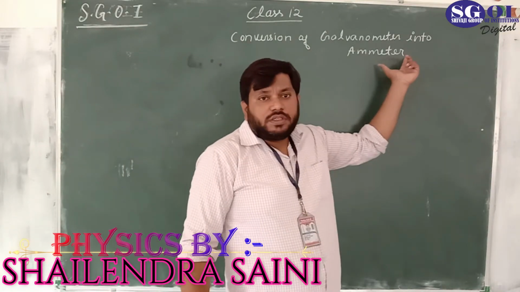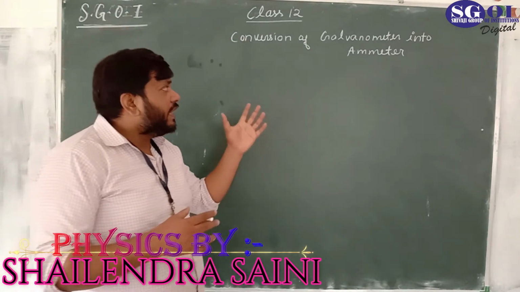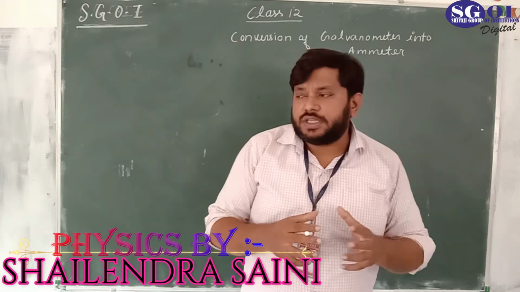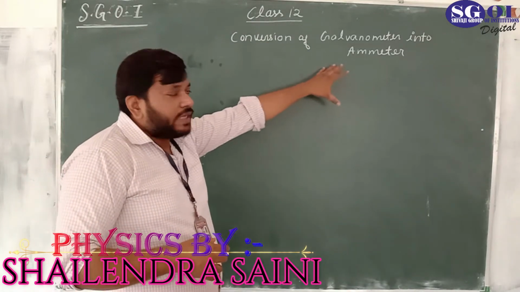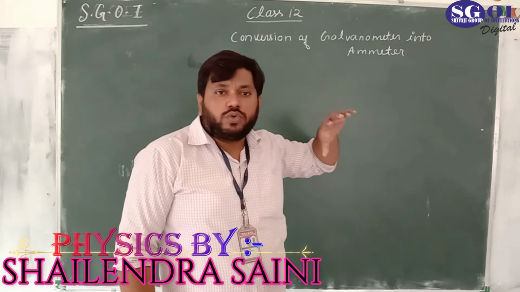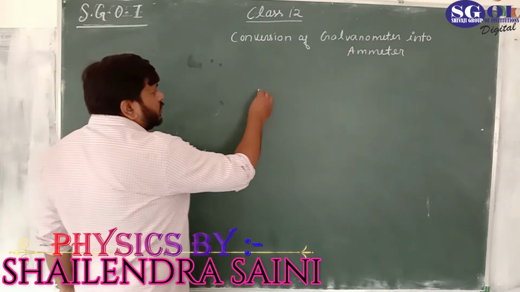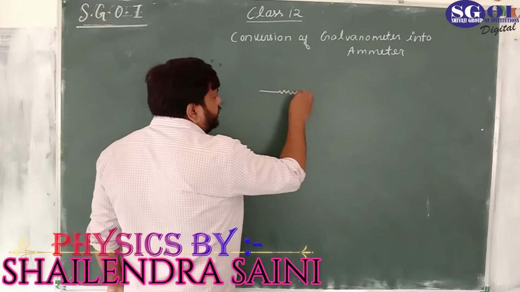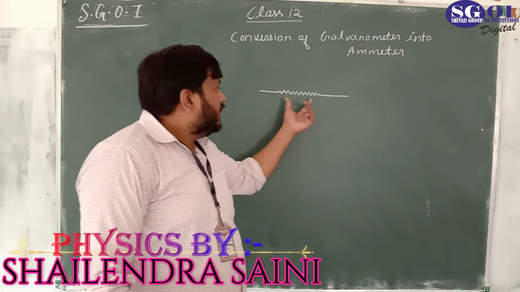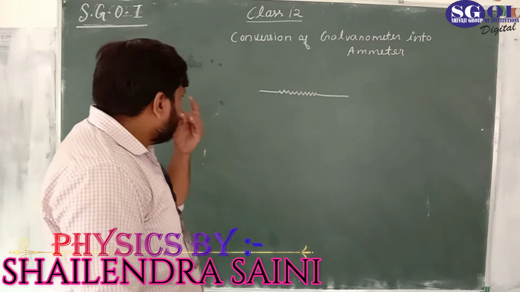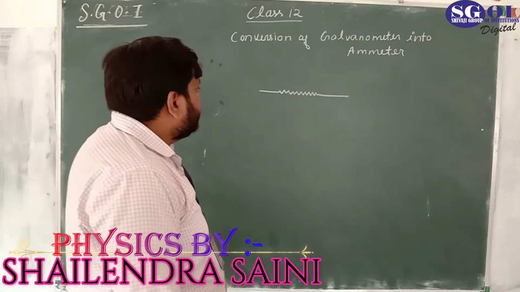An ammeter actually is a galvanometer, and when we modify the galvanometer, that particular galvanometer becomes an ammeter. So what modification do we have to do to convert a galvanometer into an ammeter? Let's see the concept. Suppose this is the wire, a circuit in which we want to measure the current.